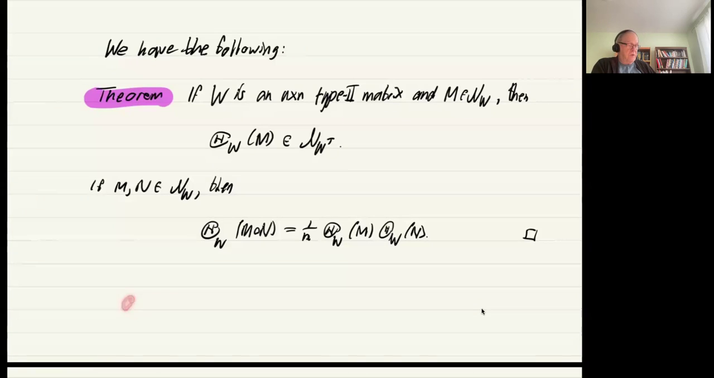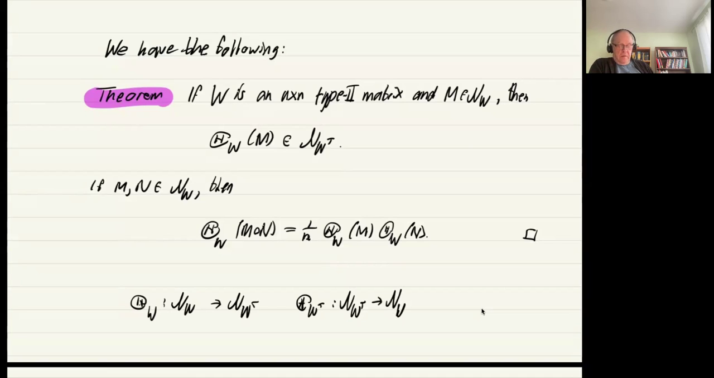So theta W sends NW to NW transpose, and theta W transpose sends NW transpose to NW. And so the composition of these two maps NW to itself and NW transpose to itself, and you can check that basically the composition is the transpose map. So it's invertible. So this is an important result.